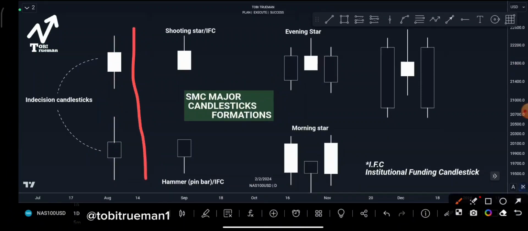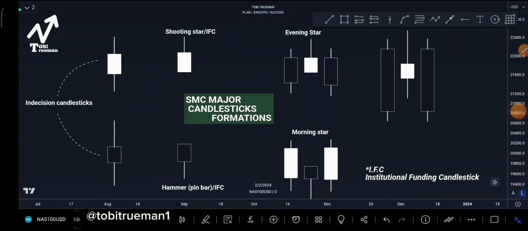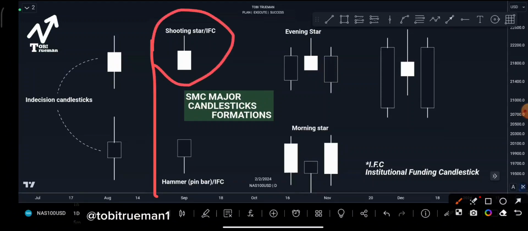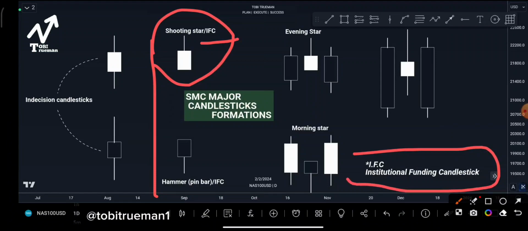Then when we come to this particular candlestick formation, we'll call it shooting star. People that trade only price action, not smart money concept, when they see this type of candle formation, call it shooting star. But when it comes to smart money concept, we'll call it IFC. What is the meaning of IFC? It is called institutional funding candlestick.